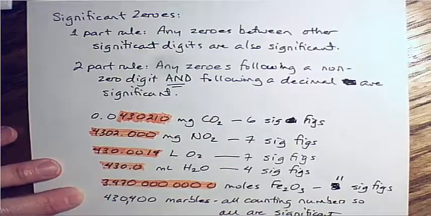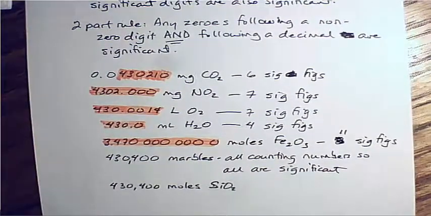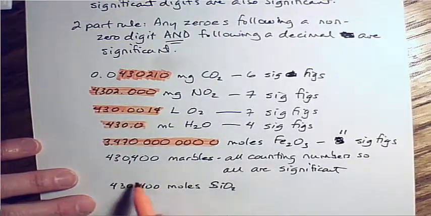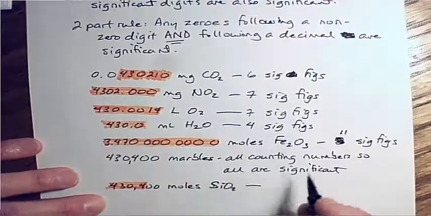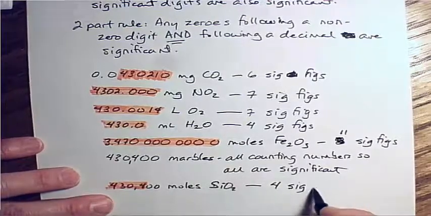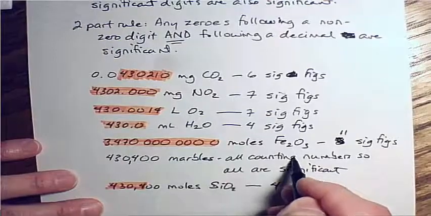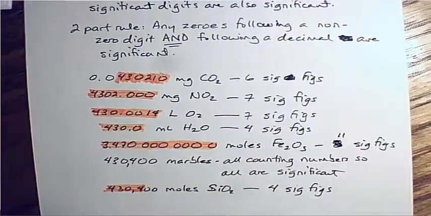But if I say 430,400 moles of, let's say, what is it? SiO2. How about that? SiO2. Okay. Now, that's a calculated number. How many significant digits now? 4 significant digits now, because those trailing zeros are not significant. Okay. Got all that?